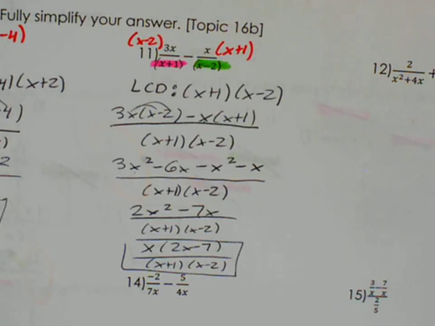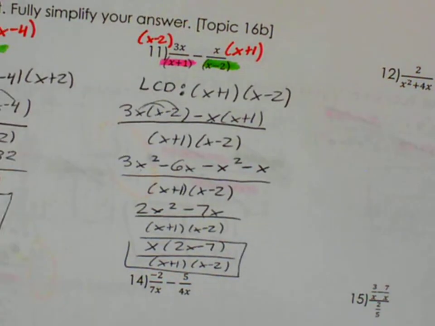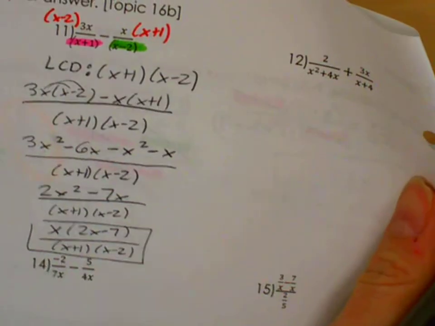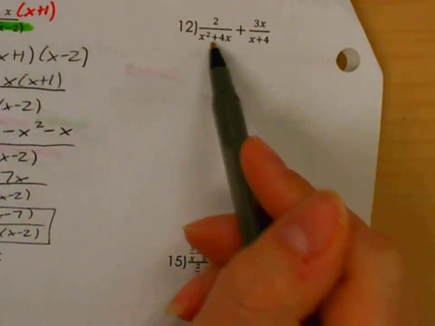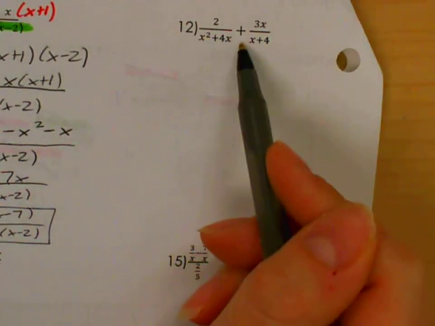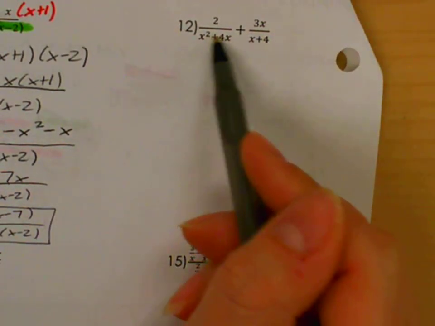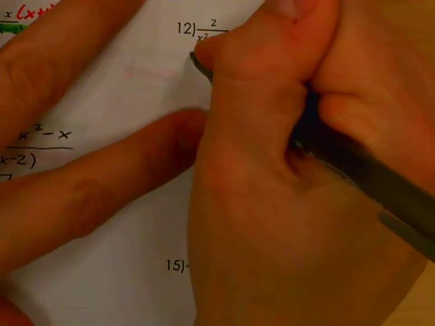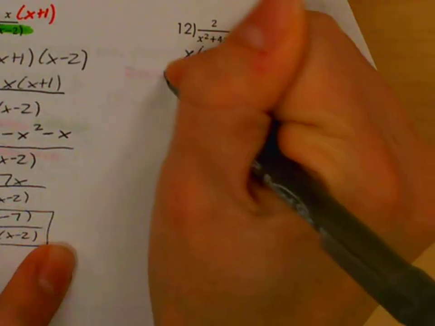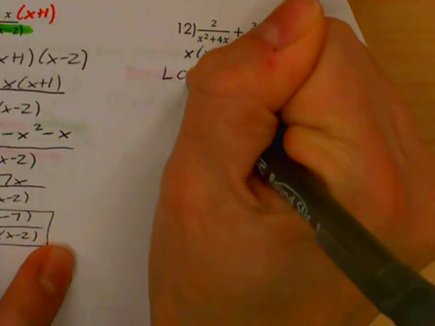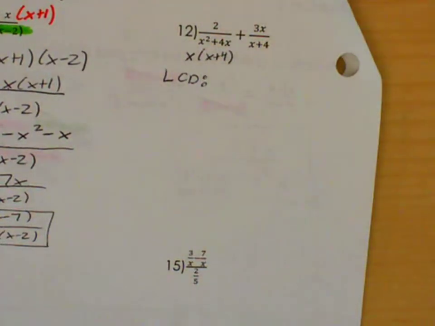All right, let's move on to the next one. So number 12, my first step is to find the least common denominator. And when I look down here, before I even find the least common denominator, I can see that this denominator is not factored. This denominator could be factored. There's a GCF of x, and when I take out x, I get x plus 4. All right, so now that I've factored the denominator, let's look and see what I've got.